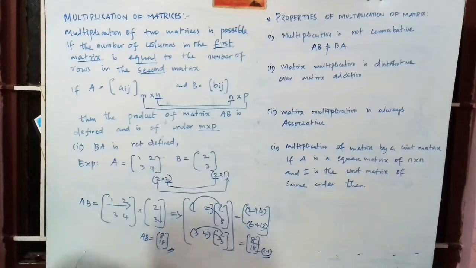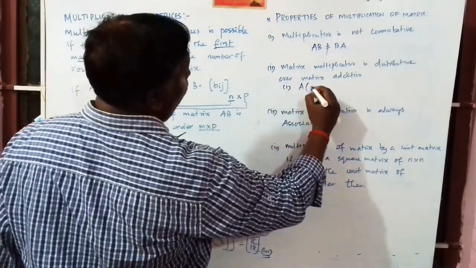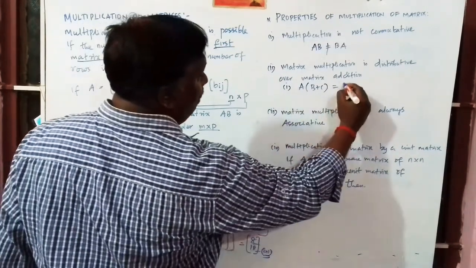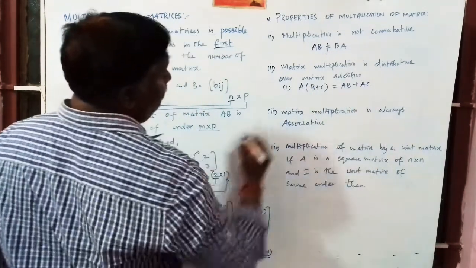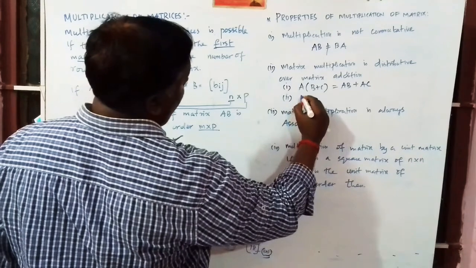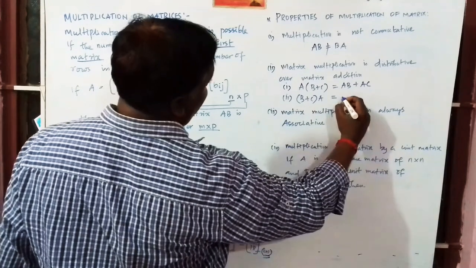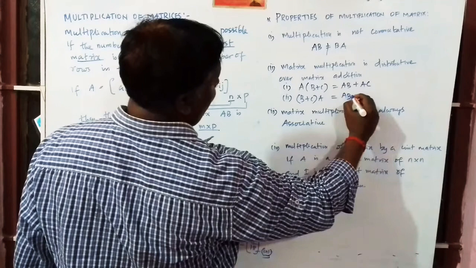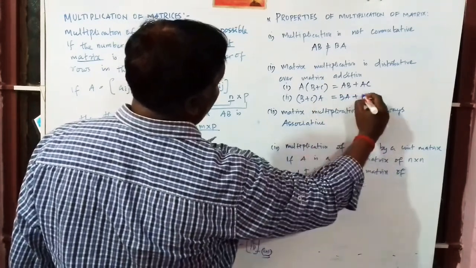Okay, next, matrix multiplication is distributive over matrix addition. So there are two conditions. First condition: A into (B plus C) equals AB plus AC. Second property: (B plus C) into A equals BA plus CA.